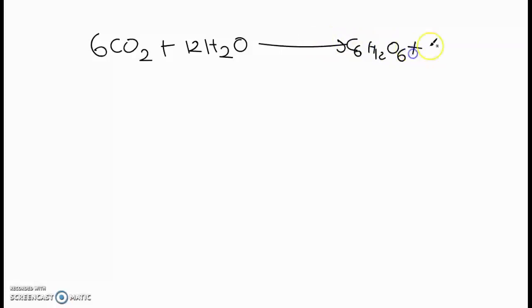C6H12O6 plus 6H2O plus 6O2. So this is the photochemical equation of photosynthesis in the presence of light and chlorophyll. So this is also very important, children. You have to write this several times. You just have to learn it.